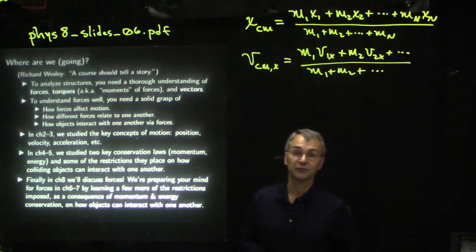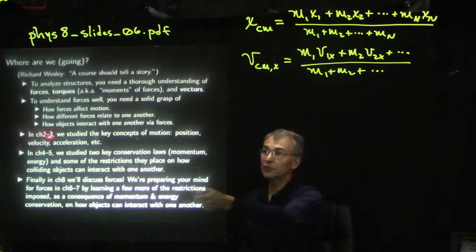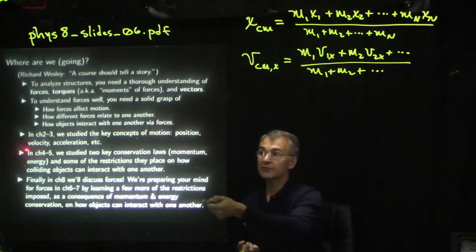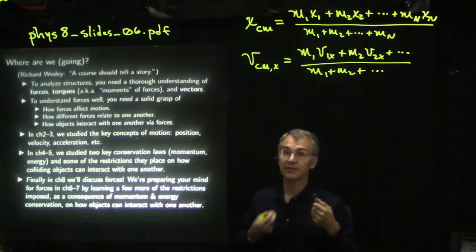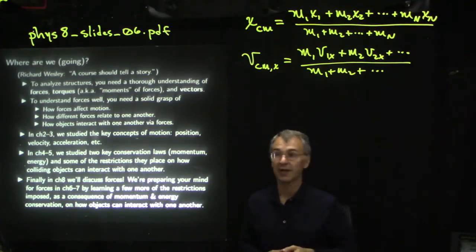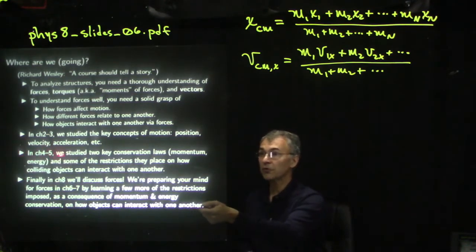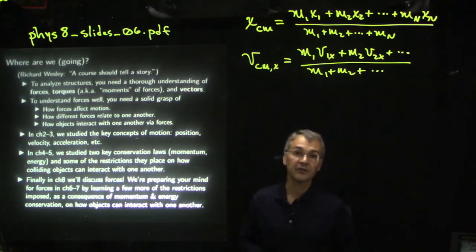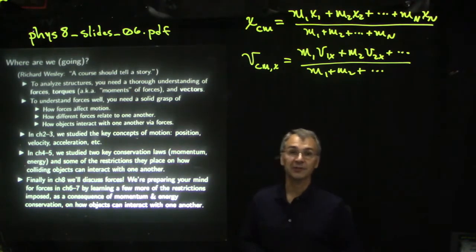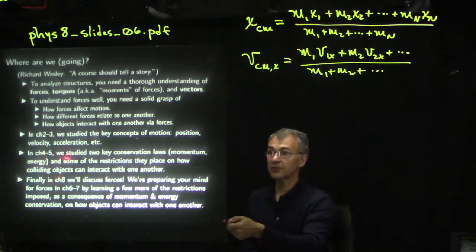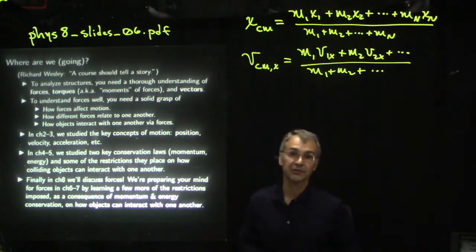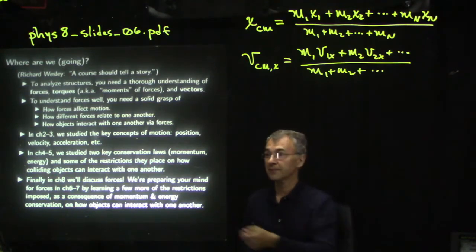In chapters 2 and 3, we studied the key concepts of motion: position, velocity, acceleration, etc. So it's how to describe motion mathematically and with graphs. In chapters 4 and 5, we studied 2 key conservation laws: momentum and energy. And we saw some of the restrictions that the momentum law and the energy law place on how colliding objects can interact with one another.